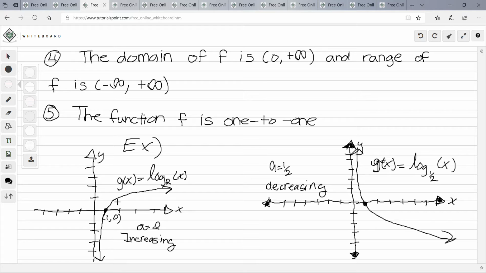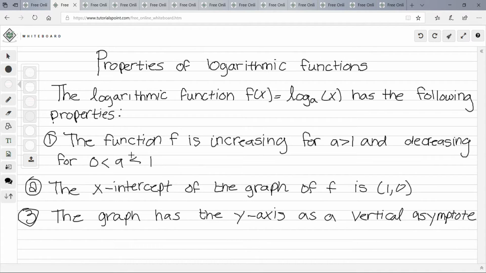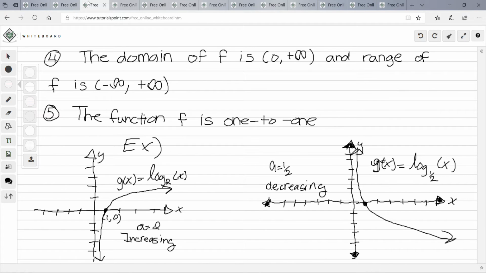So let's go over the graph of a typical logarithmic function. Let's say you're given g of x equals log base 2 of x. We know that the base a is 2, so we know it's increasing, right? Because from this rule, if it's greater than 1, it's increasing. What else do we know? We know it has an x-intercept of (1, 0), right? So here's (1, 0), and we know it's increasing, so it's going to look like this.